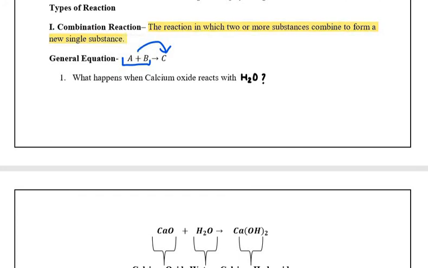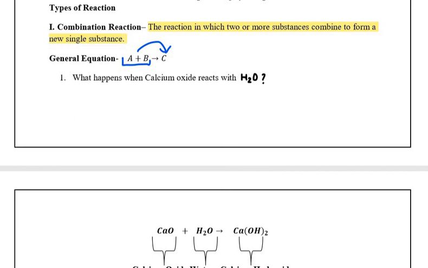Now, you must remember the general equation to know about combination reaction. It is very simple: A plus B forms C. A new compound is formed, or a single substance is formed as a product.